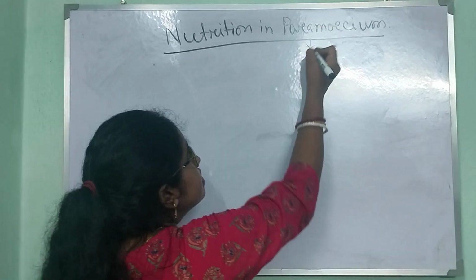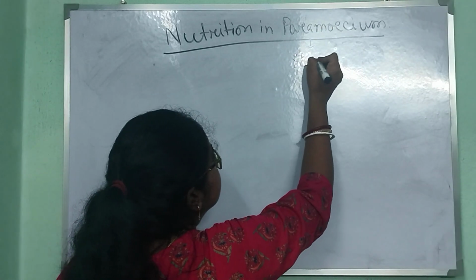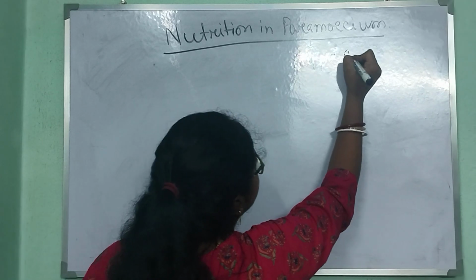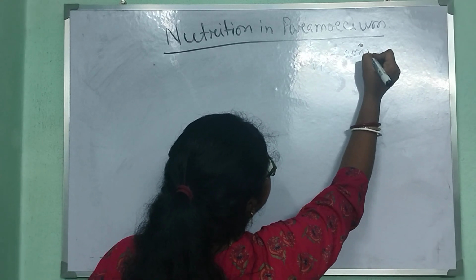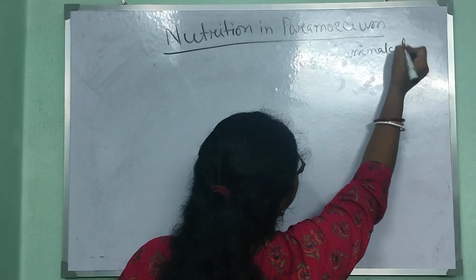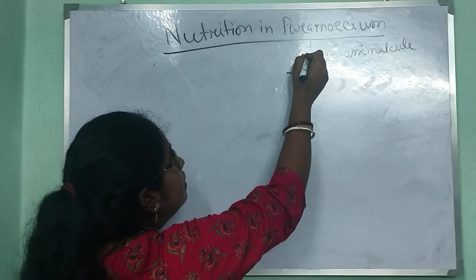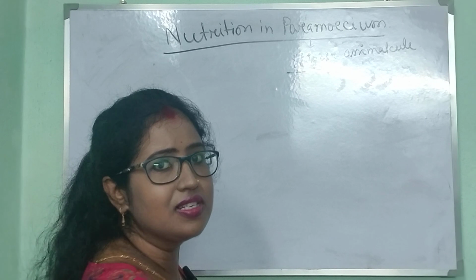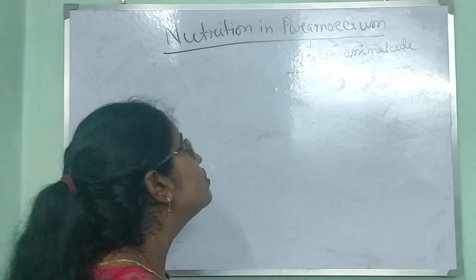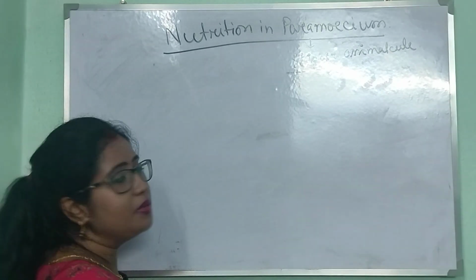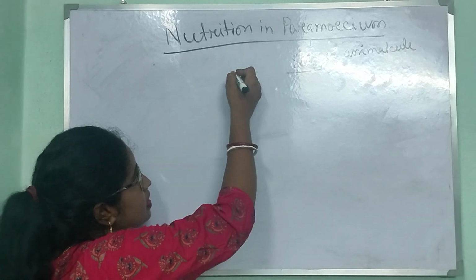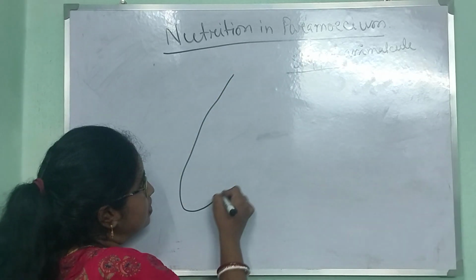Paramecium is known as slipper animal. Slipper, why slipper? Because it looks like just our slippers. So this is known as slipper animal. So let us discuss its structure.